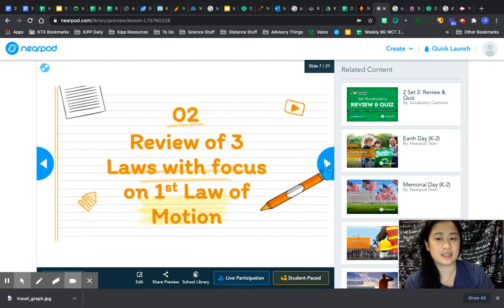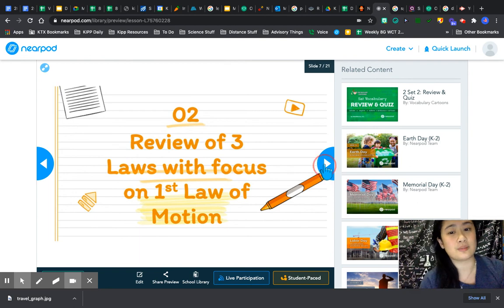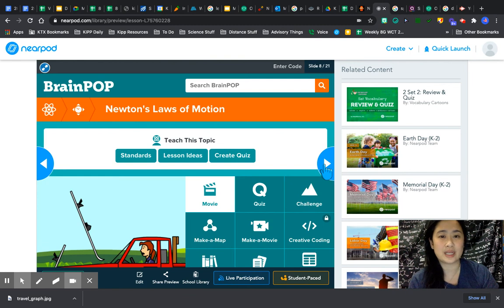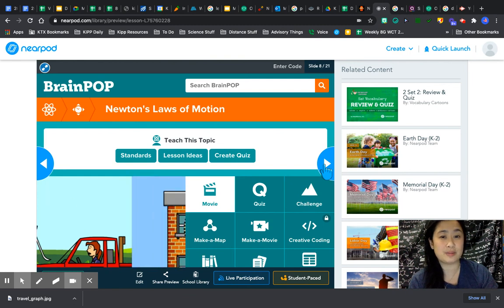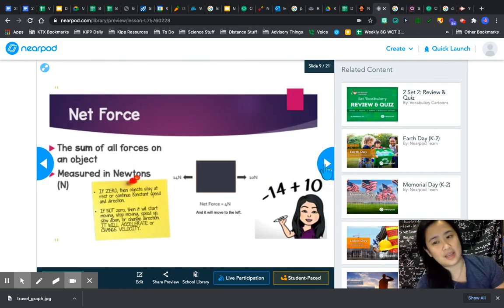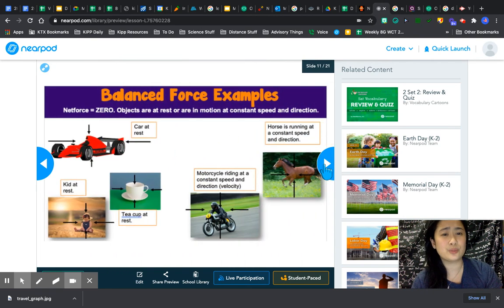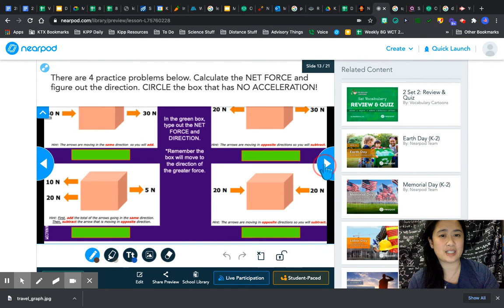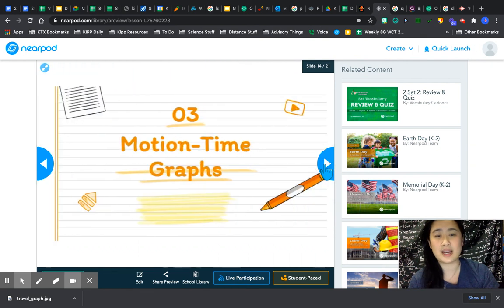Then you're going to get a review of the 3 laws with focus on the first law of motion by watching this video. All you have to do is type in PS5 for the username and PS5 for the password. Then you move on to some notes. Make sure you really study, take your time to look through the details of each slide, balanced and unbalanced forces, get a practice problem. Then you get into motion time graphs, you get some notes about it, and then you get some practice matching. And then at the end is your exit ticket. That's all there is to today's review.